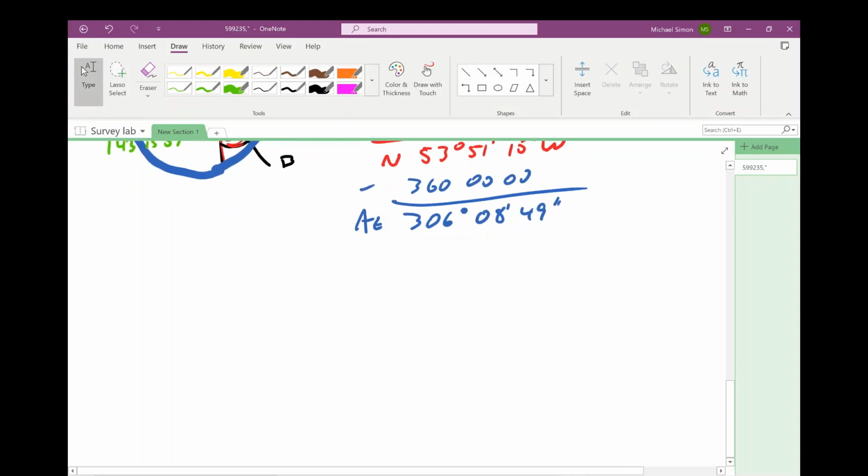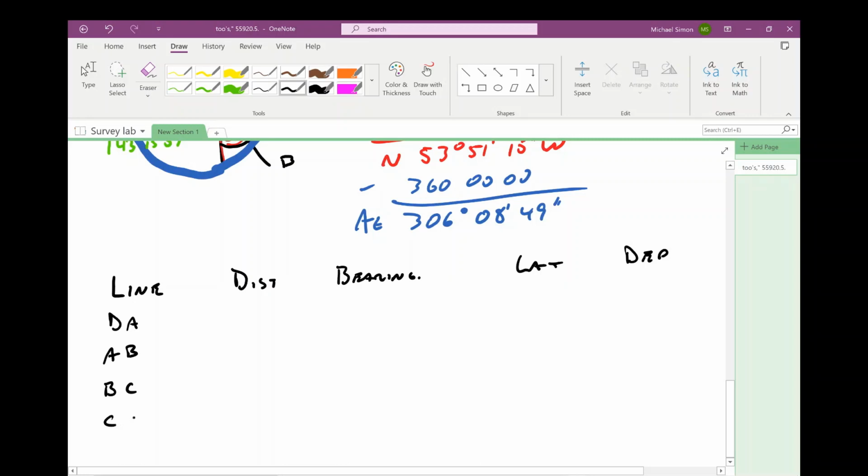Okay. So now I'm going to start my chart. I'm going to look at my chart where I'm going to figure out what my line is, the distance, what the bearing is, and then from that, I'll figure out my latitudes and my departures. So I'll do it in order. DA, AB, BC, CD. And you could do it really, honestly, in any order, as long as you just keep your numbers together. Here's my distances.